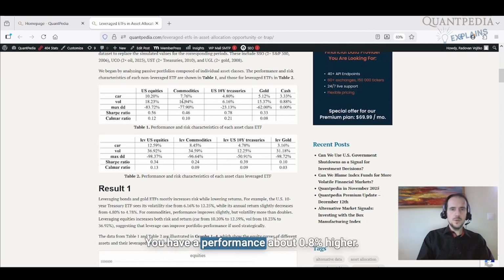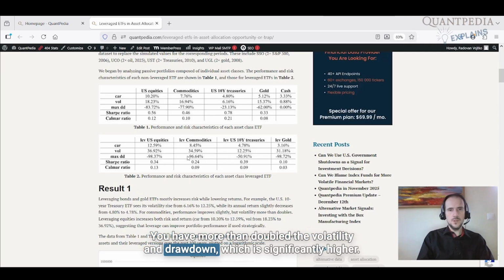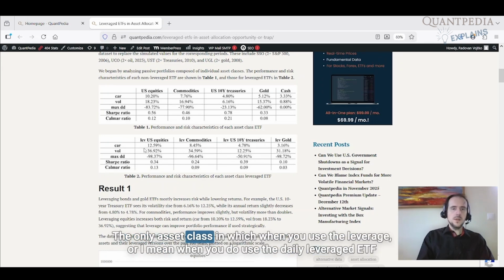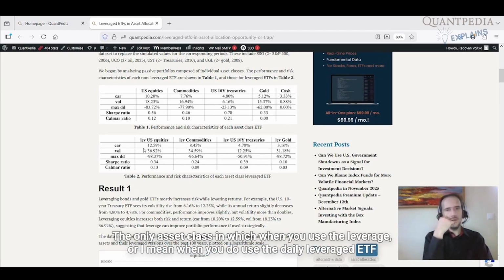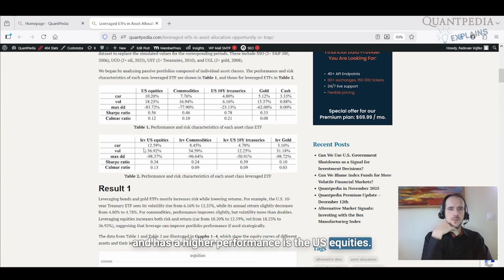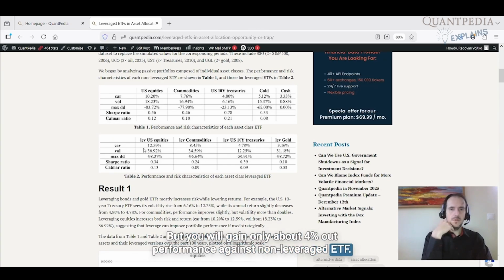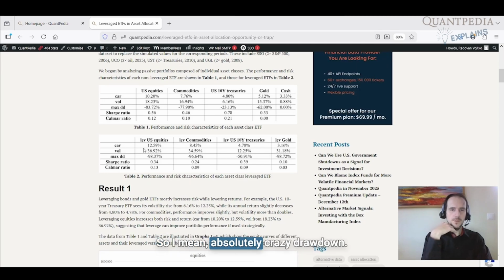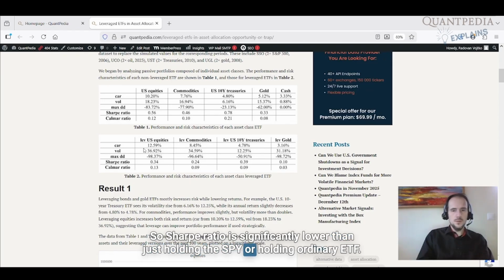Commodities. Okay, you have a performance about 0.8% higher. You have more than double the volatility, and drawdown, which is, I know, significantly higher. Once again, Sharpe ratio is lower, Calmar ratio is lower. The only asset class in which, when you use the daily leverage ETF, you have a higher performance is the US equities, but you will gain only about 4% outperformance against the non-leveraged ETF. But on the other hand, what will you pay? You have twice the volatility and the drawdown, which is minus 98%. So I mean, absolutely crazy drawdown. So Sharpe ratio is significantly lower than just holding the S&P or holding an ordinary ETF.